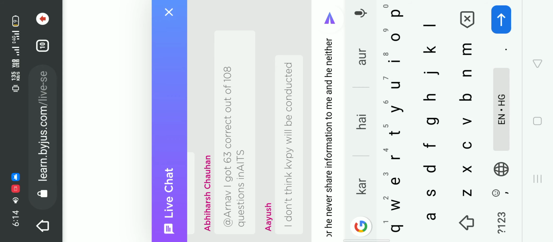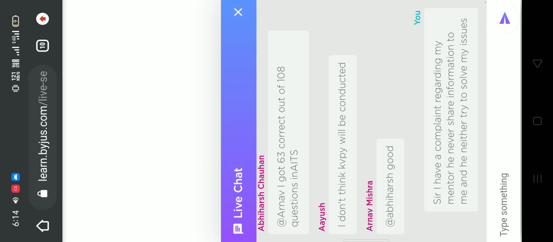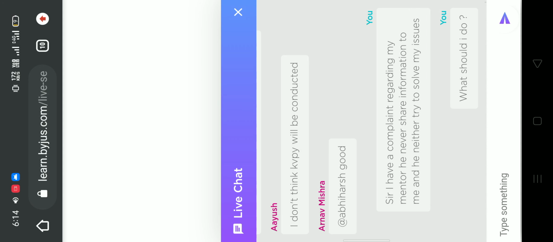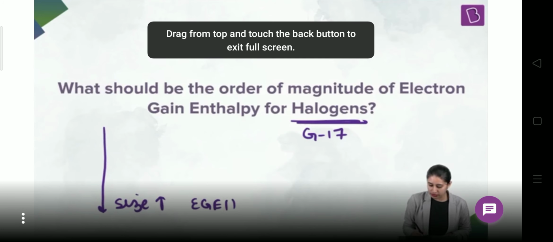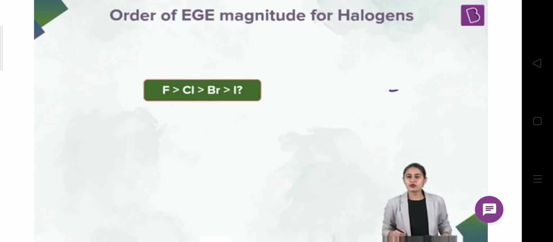First one from electron gain enthalpy: what should be the order of magnitude of electron gain enthalpy for halogens? Halogens means group 17. Do we go along the period or down the group? Of course, group 17, down the group we go. And since we go down the group, the size increases. We know electron gain enthalpy magnitude decreases. And if the electron gain enthalpy magnitude decreases, this should be the order. Isn't it?